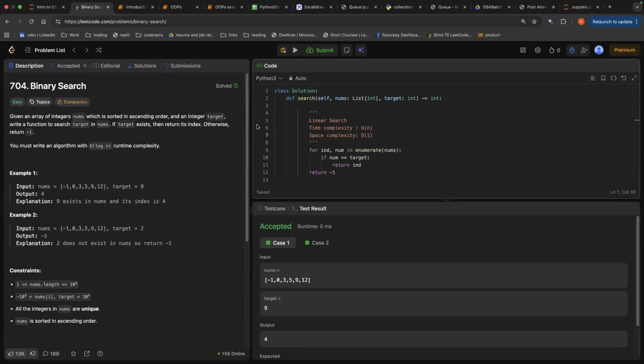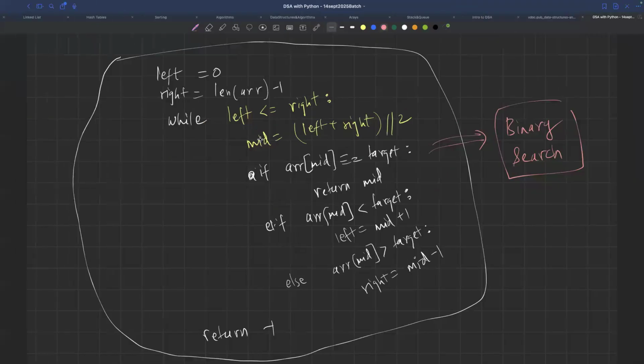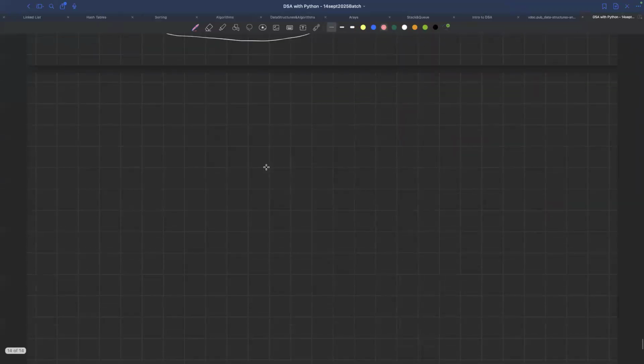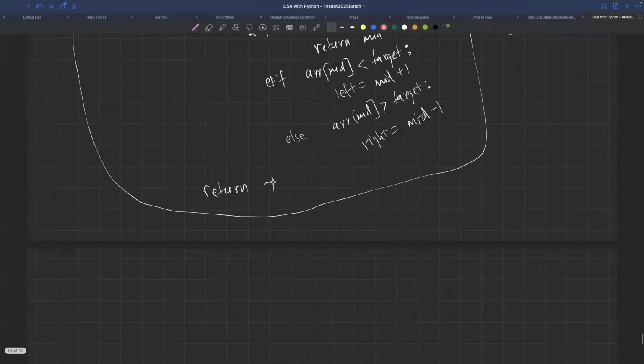Okay, this was the two-pointer approach. When we talked about arrays, sorry, we were not discussing arrays, we were discussing time complexity. We'll start our discussion about arrays now.